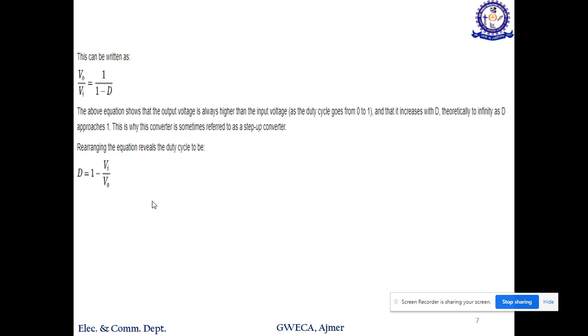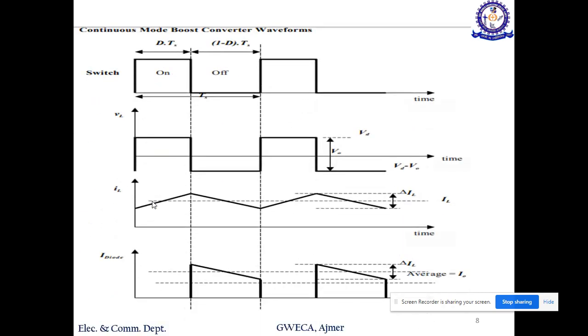Rearranging in terms of the duty cycle, D is equal to 1 minus Vi upon V naught. So this is the output waveforms of this boost converter. Here is the input pulse: on period, off period, on period, off period. The on period is D into T and the off period is 1 minus D into TS, as we talked about in the buck converter derivation. TS is the time period.